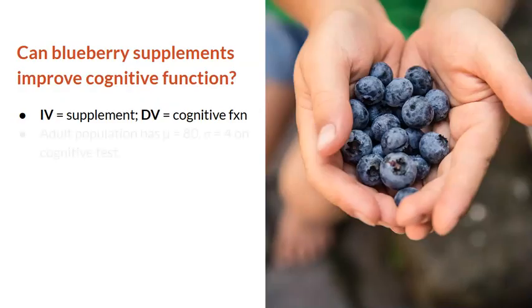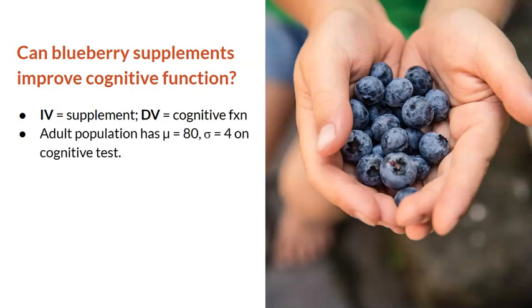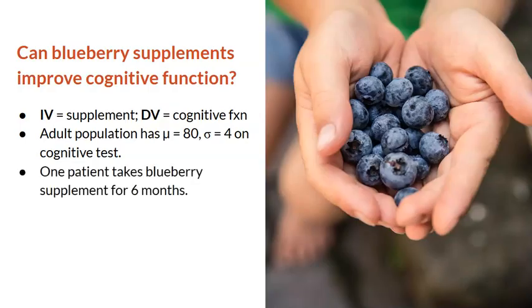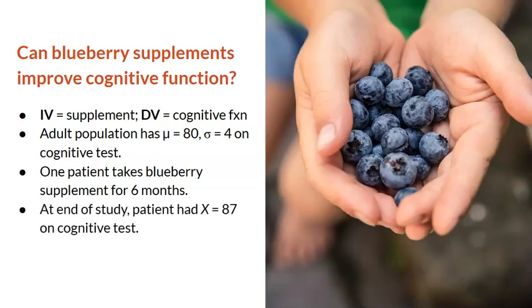In this example, we know that the adult population scores a specific way on a cognitive test. Since we cannot study the entire adult population, we have one patient that takes blueberry supplements for 6 months. Then we will compare this one patient's score to the population to see if the direction of our prediction was correct. I encourage you to pause the video here and try to do the 4 steps on your own first for the lecture example. Then resume the video to show the answers.